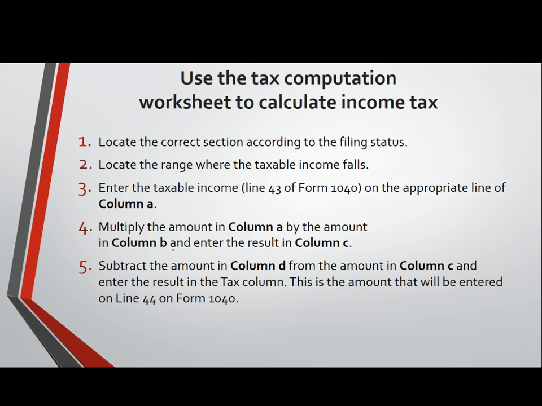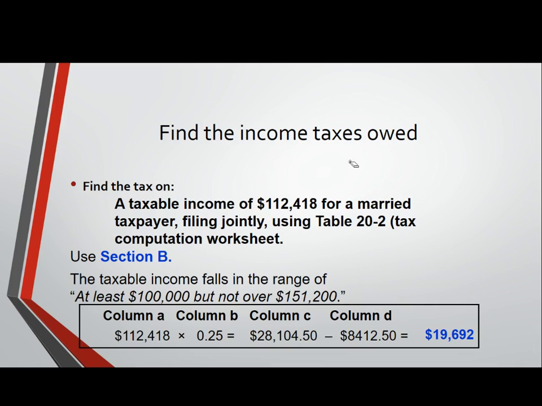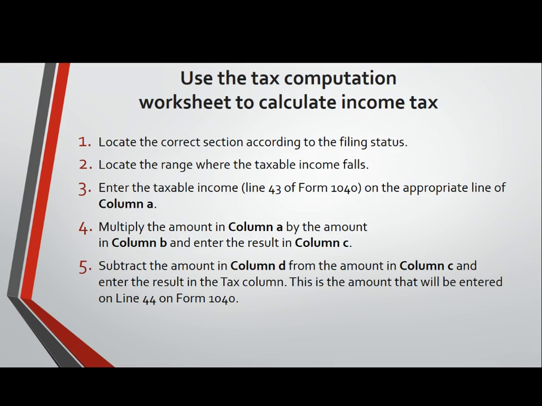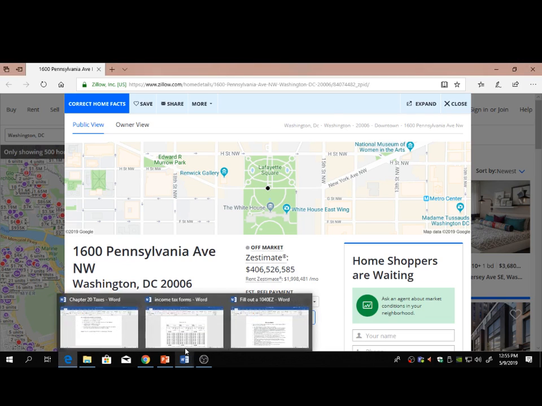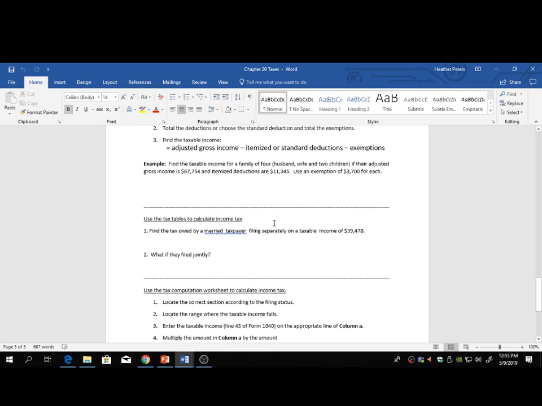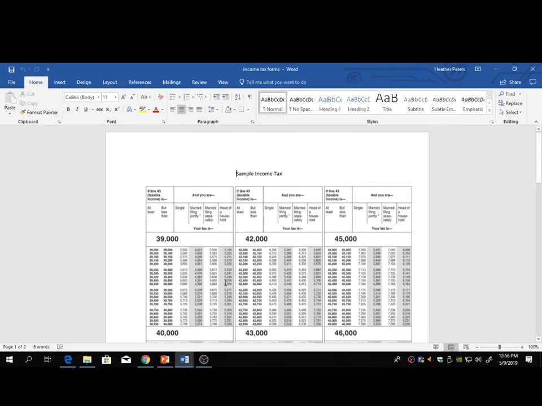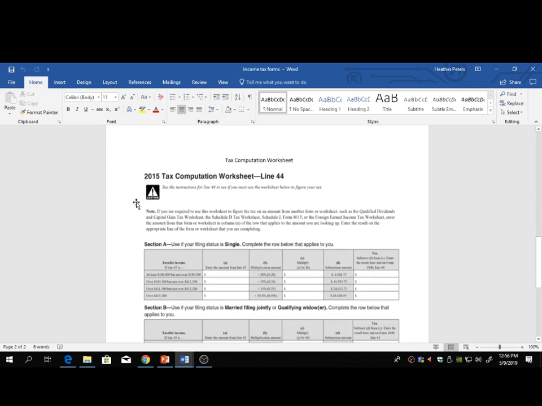Okay, so another thing that you can do is to use the tax computation worksheet to calculate the income tax. So there's one way, is to use tax tables. Another way is to use the computation sheet. Here are instructions right here, but it's going to walk you through that on the sheet. I think I have this on this paper, so let me pull that up. It's on here. Aha. Okay, so here's the tax computation worksheet.